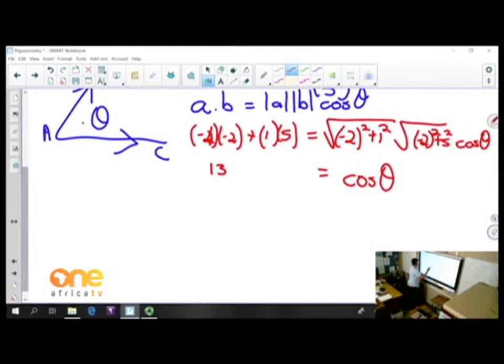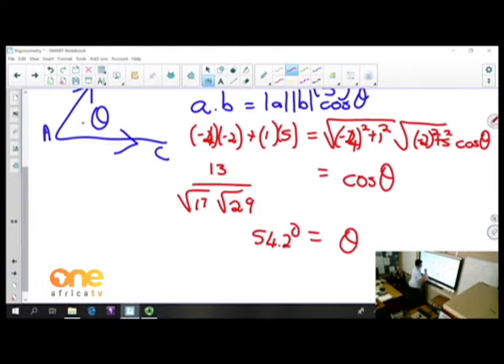Sorry, and that's how we get the 13. So this is also negative 4 squared there. So that gives us the magnitude of 17, times the magnitude of 29, and in your last step, second function cosine, and the angle is 54.2 degrees.